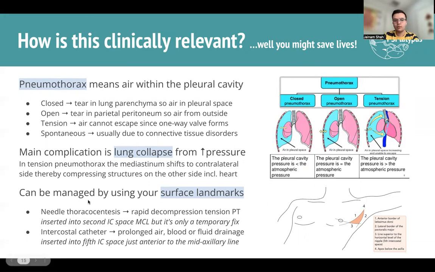How do you manage these? Well, the reason why we went over those surface landmarks is because you can literally save lives by knowing exactly where to put your needles. Also, how not to kill someone, because you know that you're not supposed to put your needles in some places because you're going to puncture the lungs.